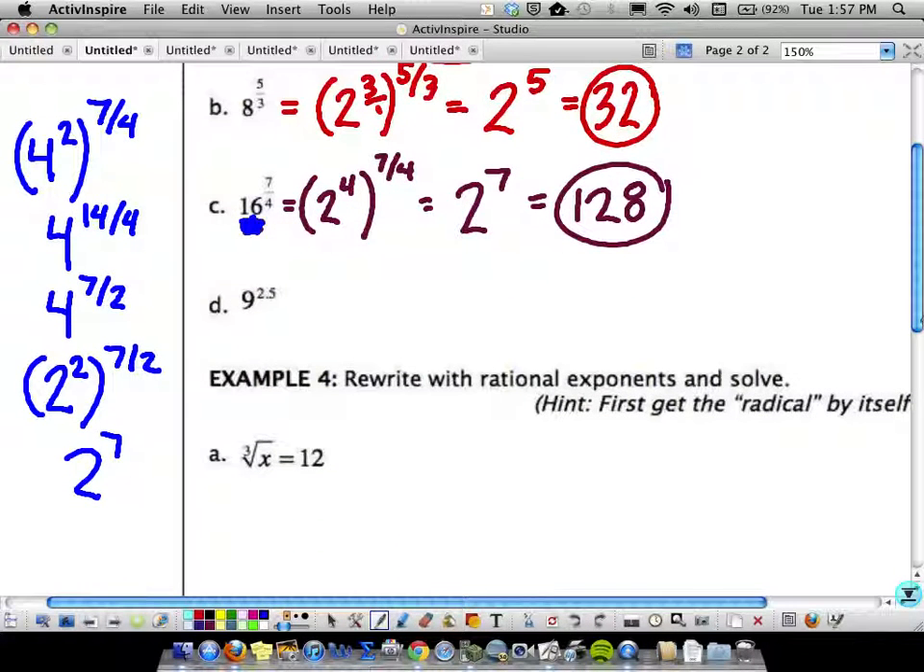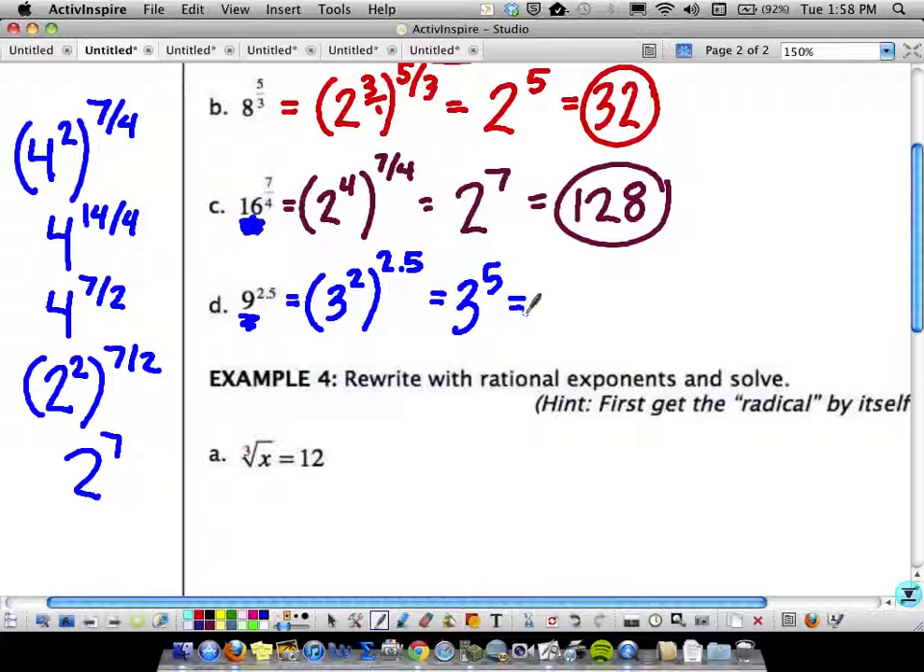Finally, let's look at D. 9, I hope what comes to mind is that 9 is the same thing as 3 squared. And then we have that 3 squared also raised to the 2.5. We can multiply the exponents together, and 2 times 2.5 is just 5. So we're left with 3 to the 5th.